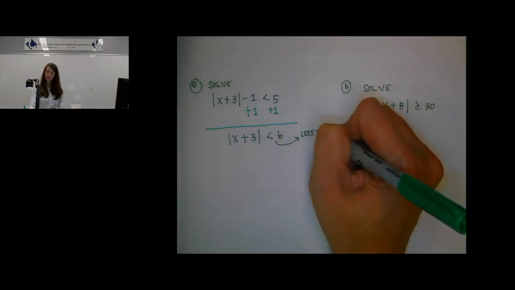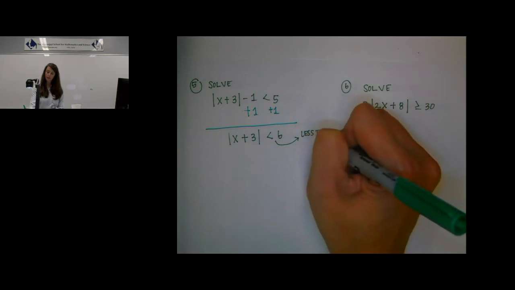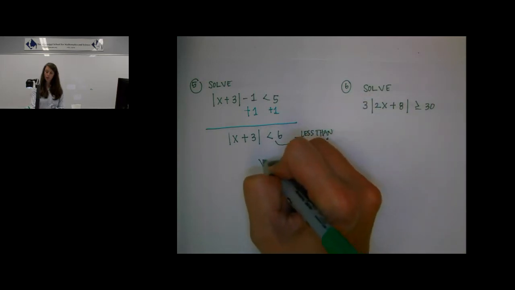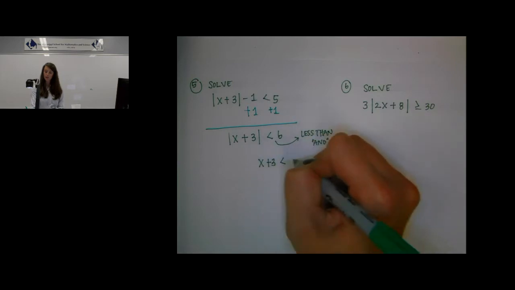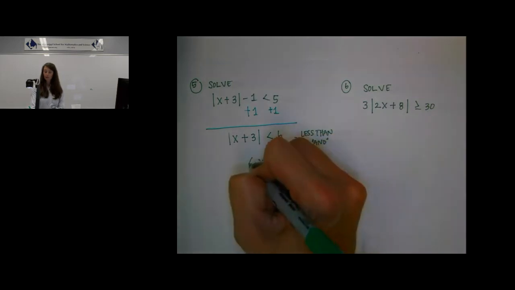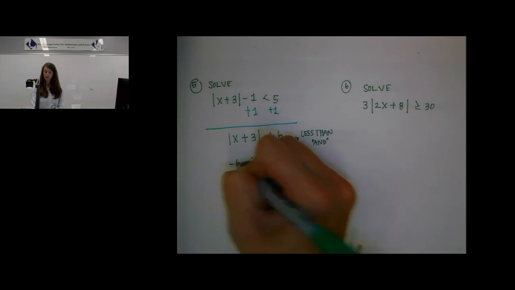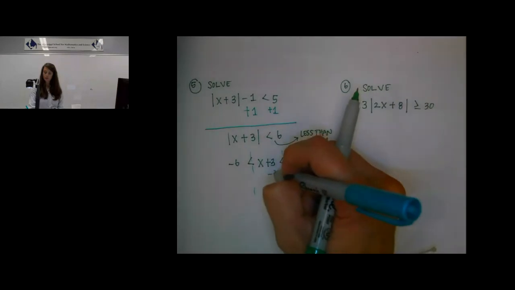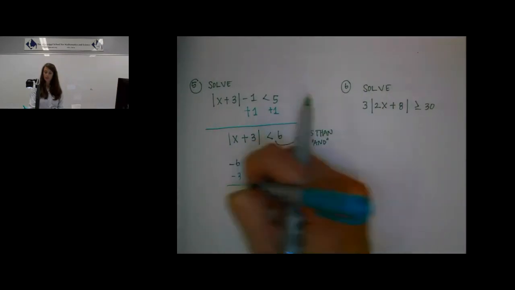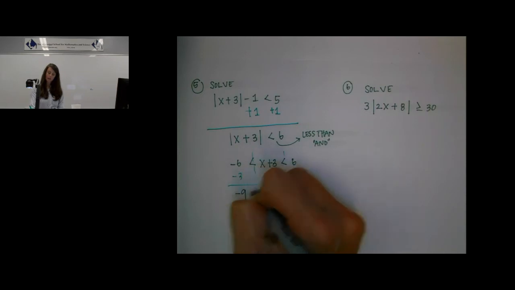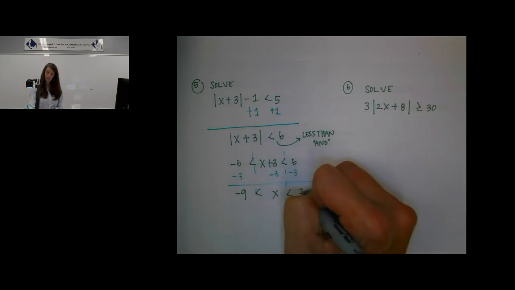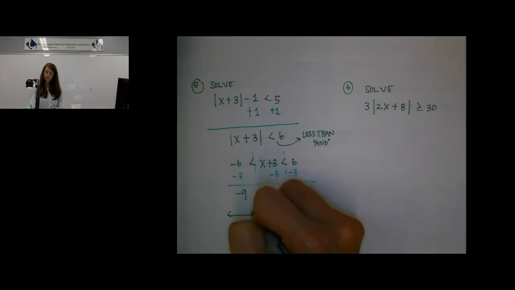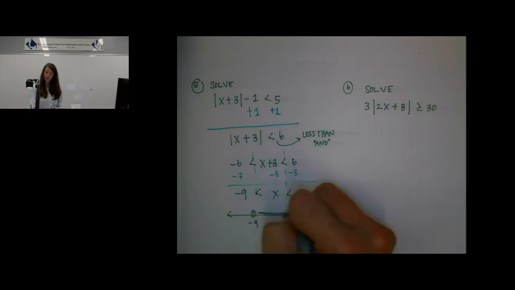The less than means what? The and. Okay, so you're going to remove that absolute value. So you're going to have x plus 3 is less than 6, and greater than negative 6 over here. So get the x by itself in the middle. So we'll subtract 3 on all sides. So we'll have a negative 9 is less than x, which is less than a 3. So negative 9, open circle, 3, open circle, everything in between. So negative 9 to 3.